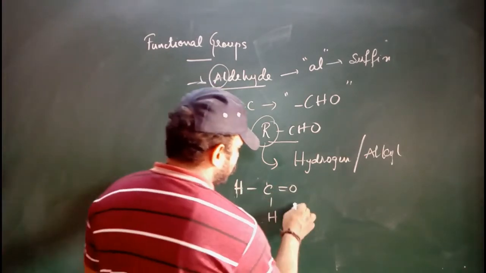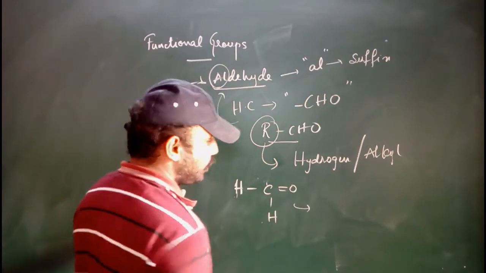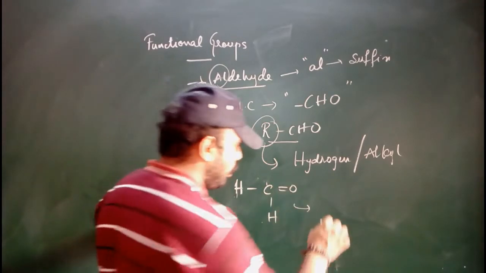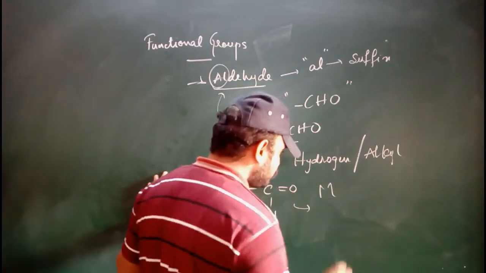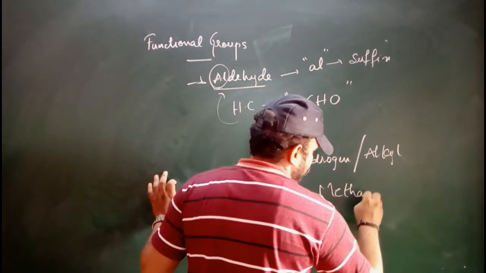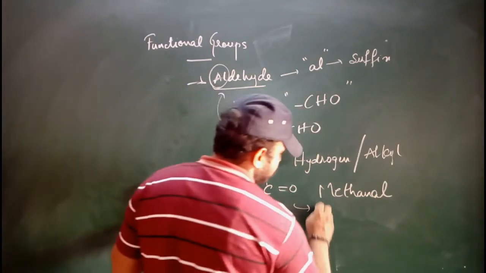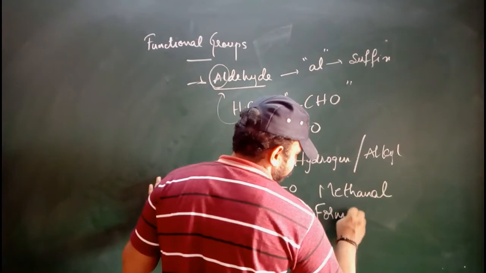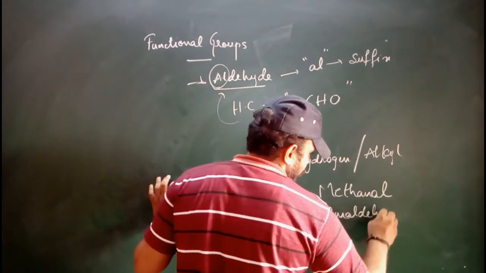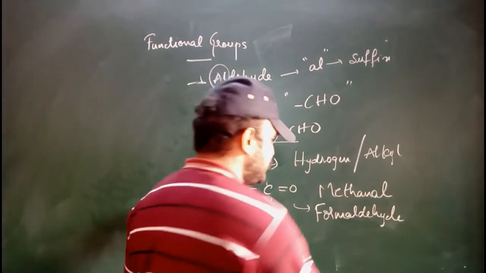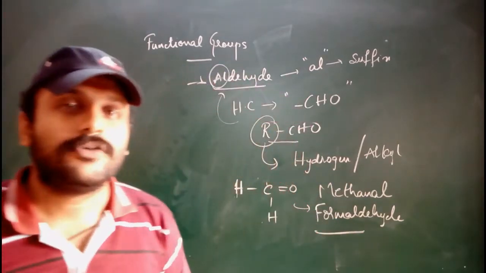So it is called as what? If it is one carbon, it is called as what? Methane. We can write as methanaldehyde or methanal. We can write it as methanal. But there is another name for this one. It is also called as formaldehyde. If it is only one hydrogen, it is called as methanal. What is the other name for this one? It is called as formaldehyde.